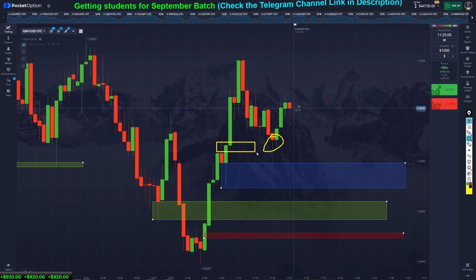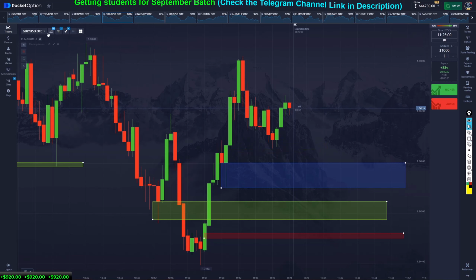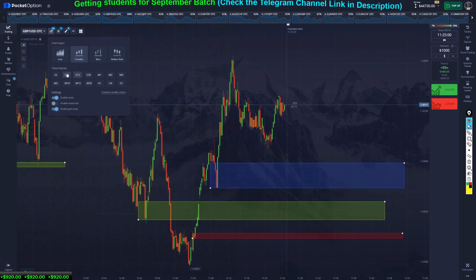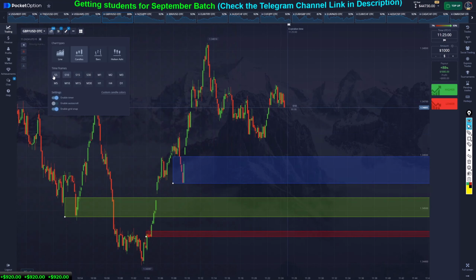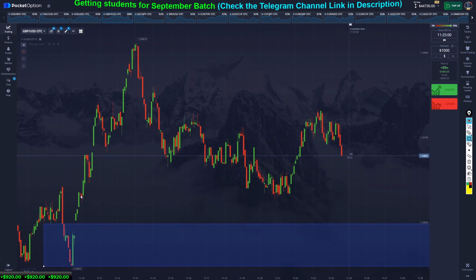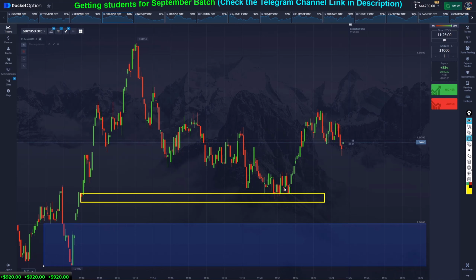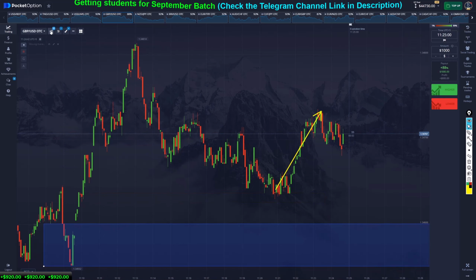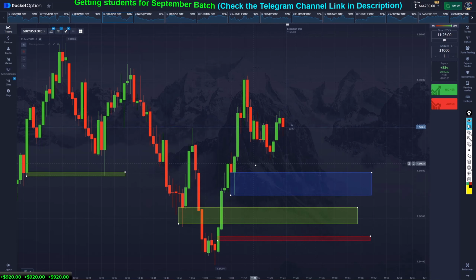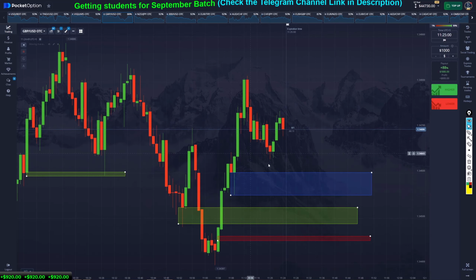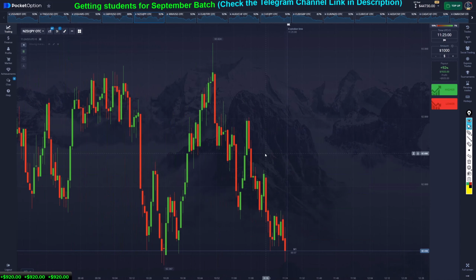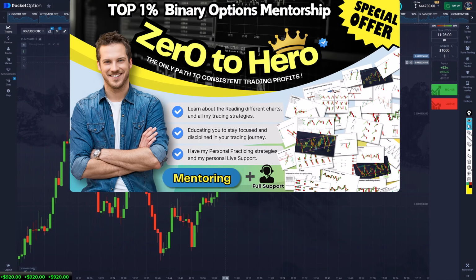Okay, let's see what's causing this reaction, right? Because everything in the market has a reason. Let me see what is causing this reaction. Yes, this demand right here is causing the reaction, but we don't care, and we will consider this as a missed opportunity or something like that. But if it comes down, I will take it anyways. Let's just keep looking for the best possible trades.